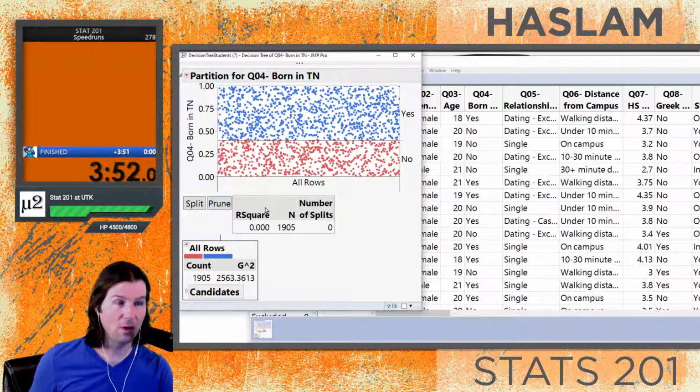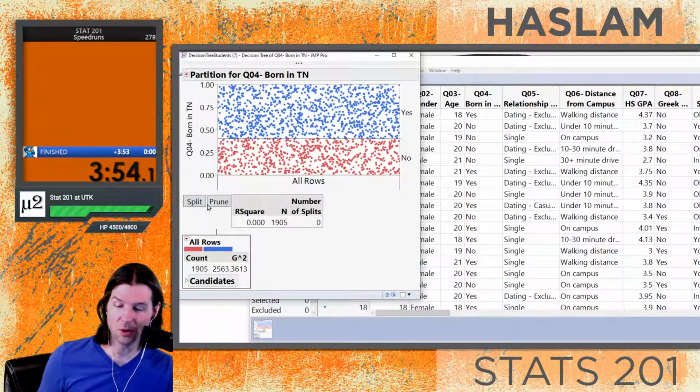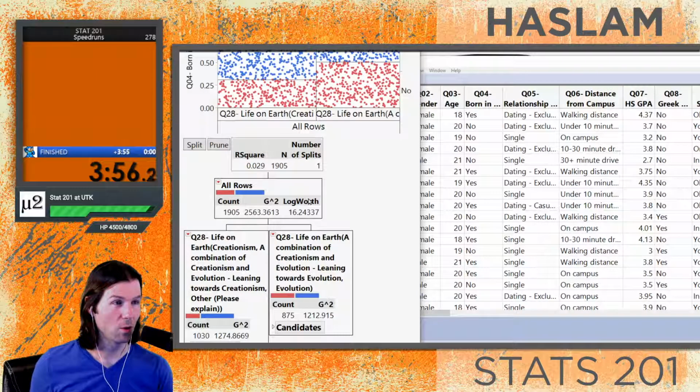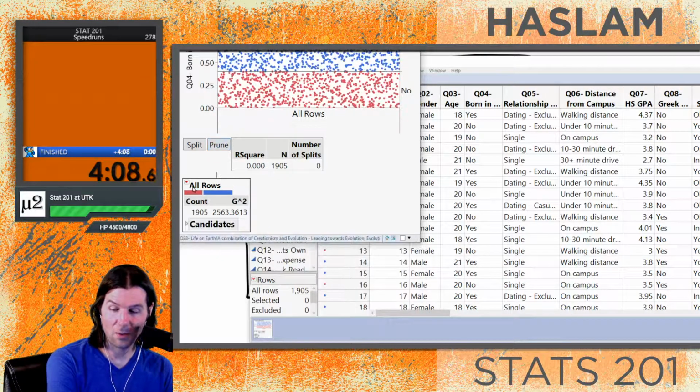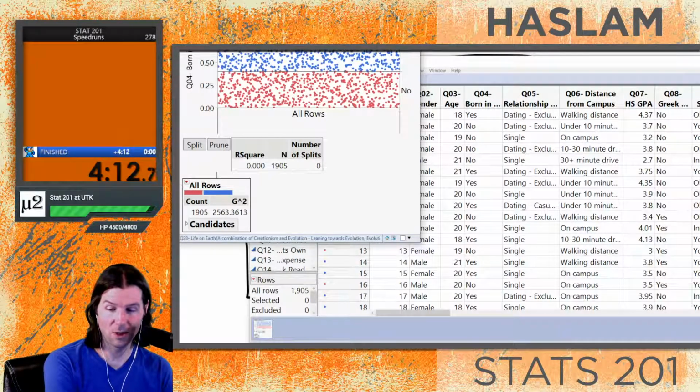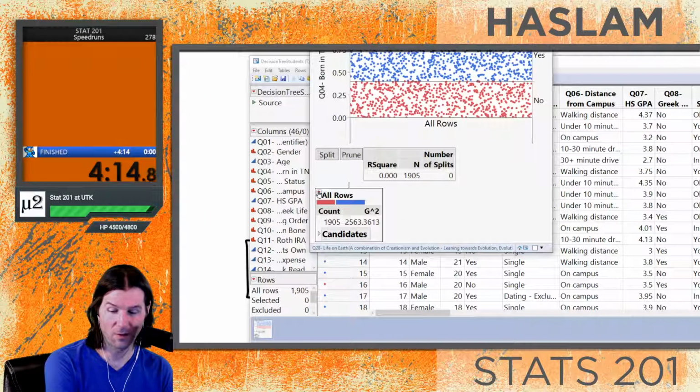And when we split the tree right here, notice how when we split the tree, it'll split them into groups like we were just looking at a moment ago. So we can see right here, depending on this variable right here, we have people's views on life on Earth. We have people who are more likely to be born in Tennessee or people who are less likely to be born in Tennessee. We can split on any variable we want, like we could split specific right here just to see what happens if we choose a specific variable.